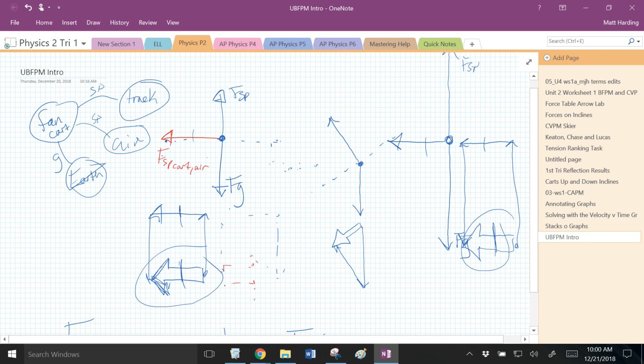Will it change the acceleration? Let's check that out. Anybody got any insights to that?